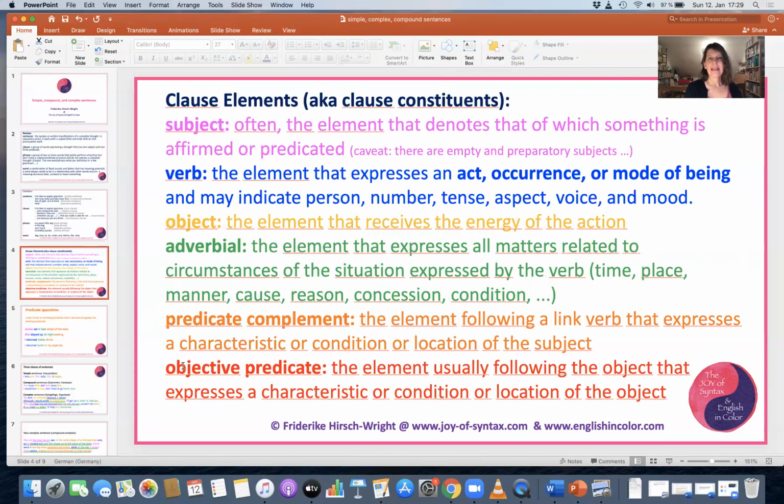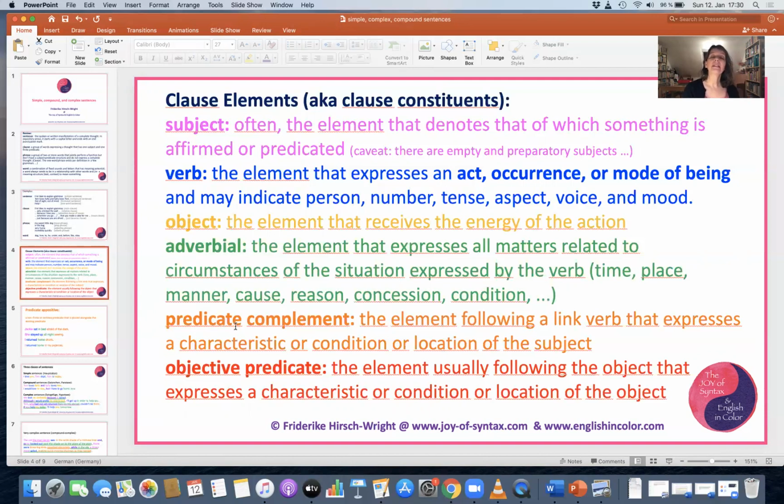That's not very much. And these creatures are sometimes referred to by different names. Again, don't be upset about that. That's one of the many reasons why I'm using a color parsing system, because it moves us a bit away from terminology and helps us to consider the sentence at hand. So you can stop the video and just read the explanations of these clause elements. We have subjects, verbs, objects, adverbials, predicate complements, and objective predicates. I am using traditional grammar expressions here on this slide, based on George Curme's grammar. However, I talk about that in my grammar book and in my classes.